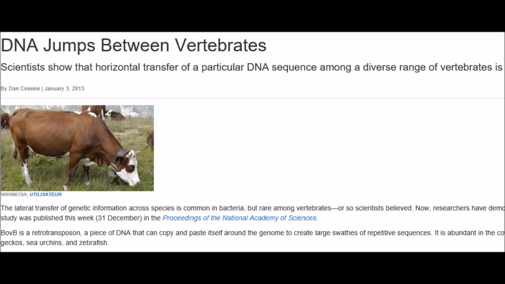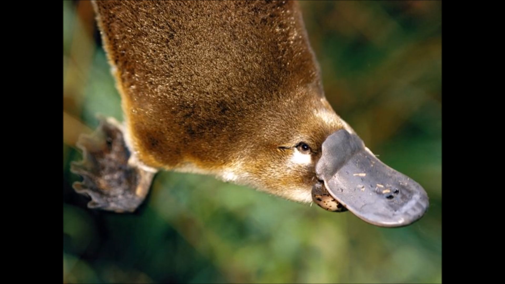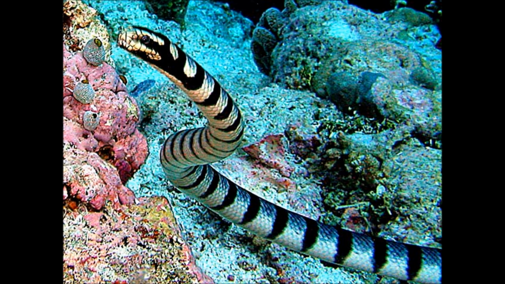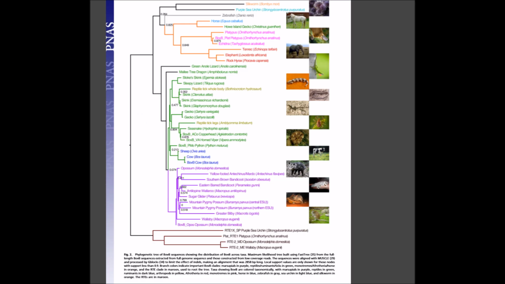BovB is a retrotransposon, a piece of DNA that can copy and paste itself around the genome to create large sequences of repetitive DNA. It is abundant in the cow genome. Researchers have also found it in the DNA of many other animals, including elephants, horses, platypuses, pythons, sea snakes, geckos, sea urchins, and even zebrafish. Interestingly, they found another unexpected discovery.